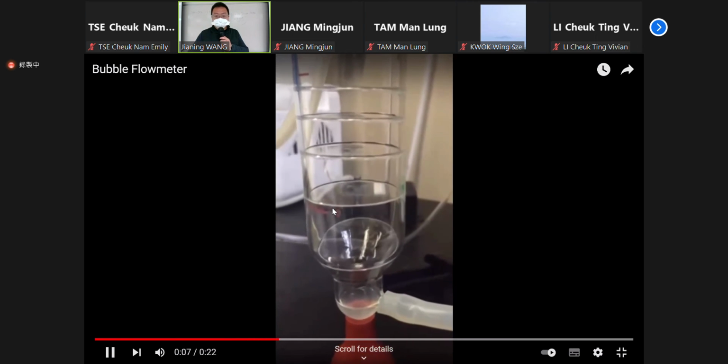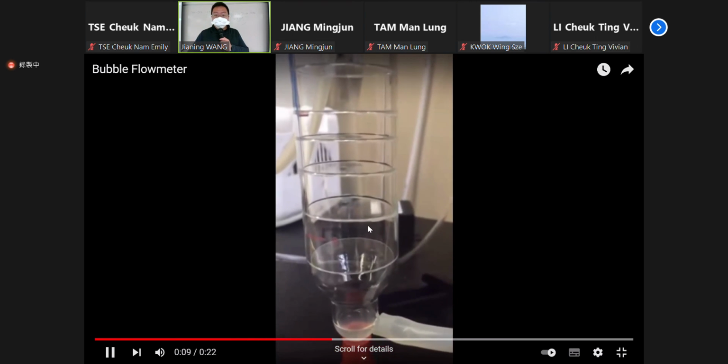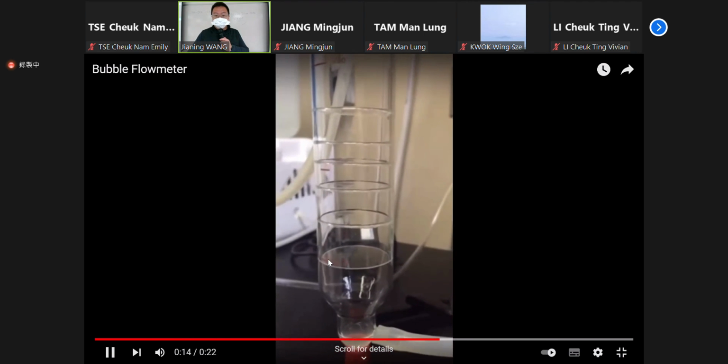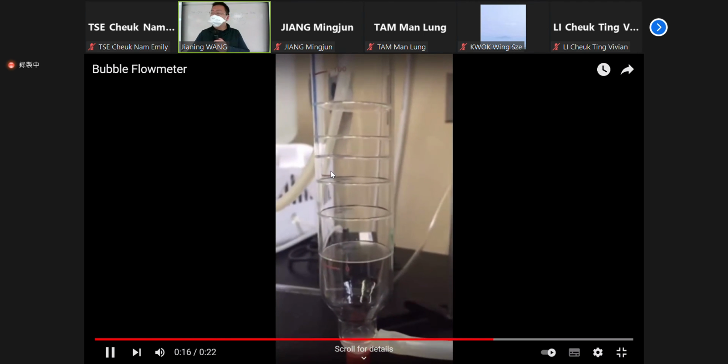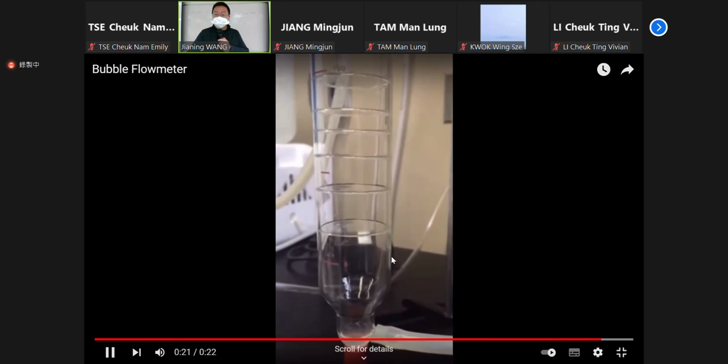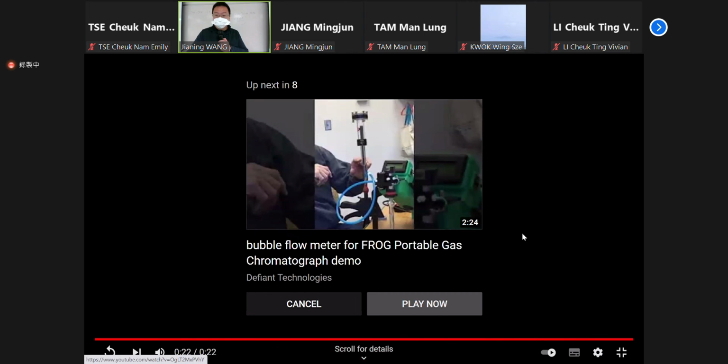Because we can determine the volume and we have the label here, when we count the time, we can calculate the flow rate. This is quite simple and also very accurate.